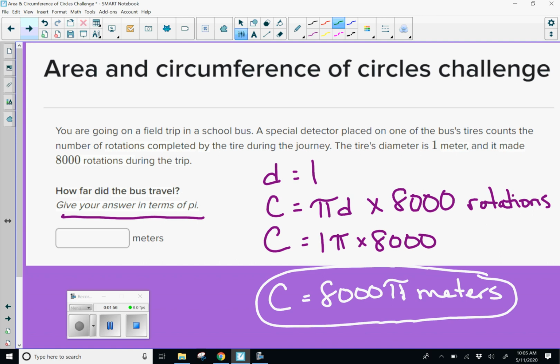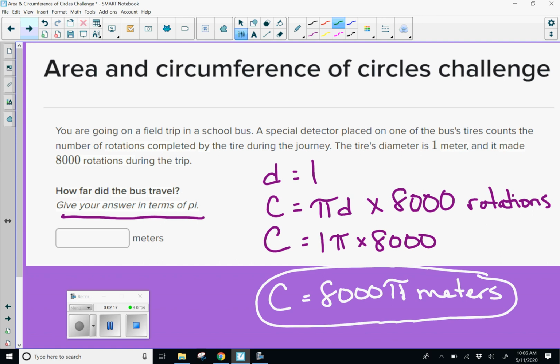Let's try another one. You are going on a field trip in a school bus. A special detector placed on one of the bus's tires counts the number of rotations completed by the tire during the journey. The tire's diameter is 1 meter and it made 8,000 rotations during the trip. How far did the bus travel? And again, we're giving our answer in terms of pi.